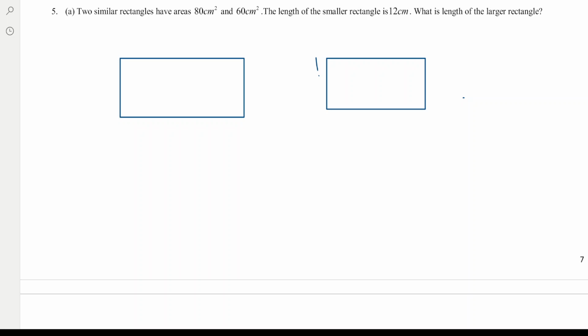The first one has an area of 80 centimeter square. So the area here is 80 centimeter square. The other one is 60 centimeter square. The length of the smaller rectangle is 12 centimeter. So the length here, call it L2, is 12 centimeter. What is the length of the larger rectangle? The length of the larger rectangle, call it L1.